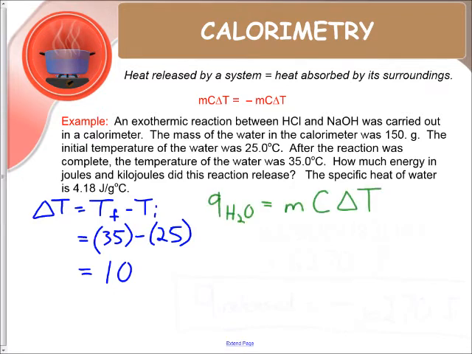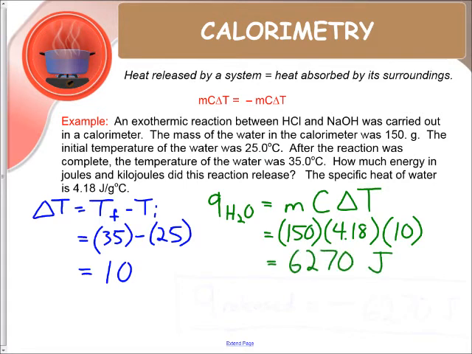We want to know the energy absorbed by the water. So we know the mass of the water was 150. The specific heat of the water is 4.18. And the change in T, the ΔT, was 10. So when we plug all these numbers in and multiply them, we discover that there was 6,270 joules of energy absorbed by the water, or 6.27 kilojoules.